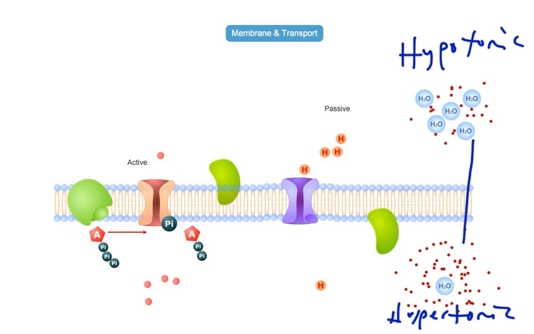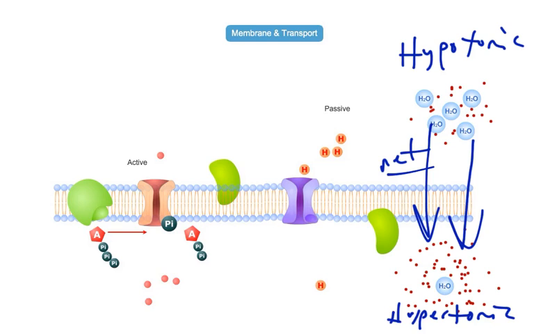So this water is actually going to move in this direction. The net flow is going to be in that direction. The net movement is going to be in that direction to even out the solute concentration. So that would be osmosis right there. That's a type of passive transport.